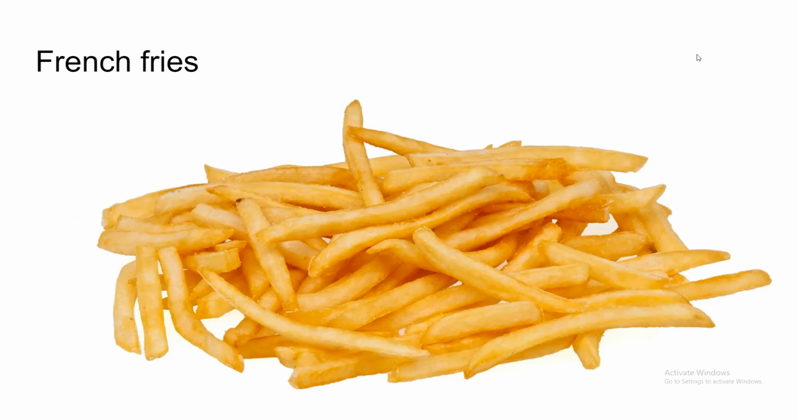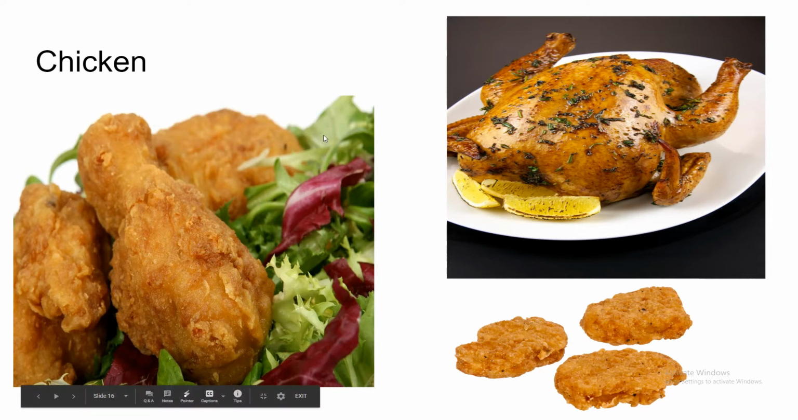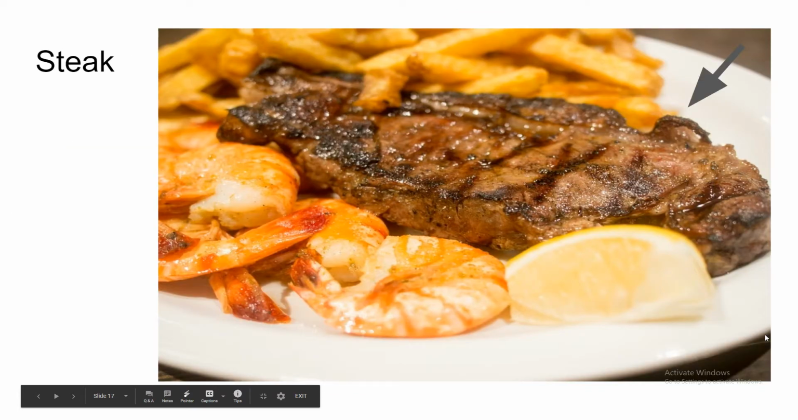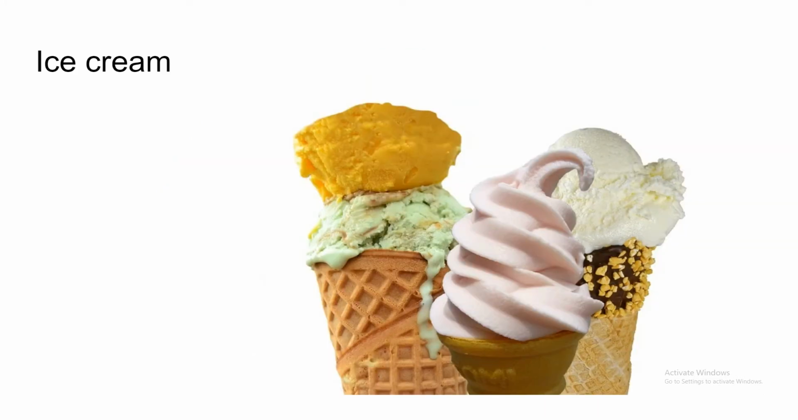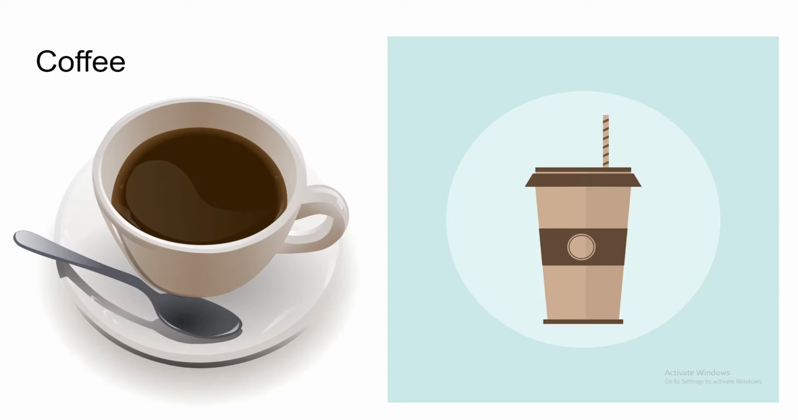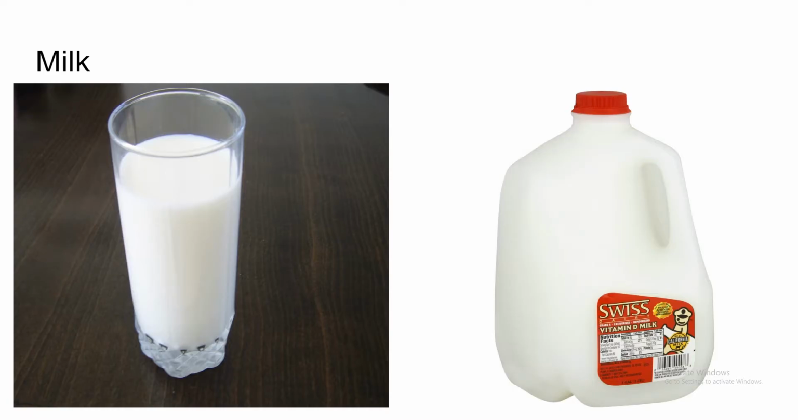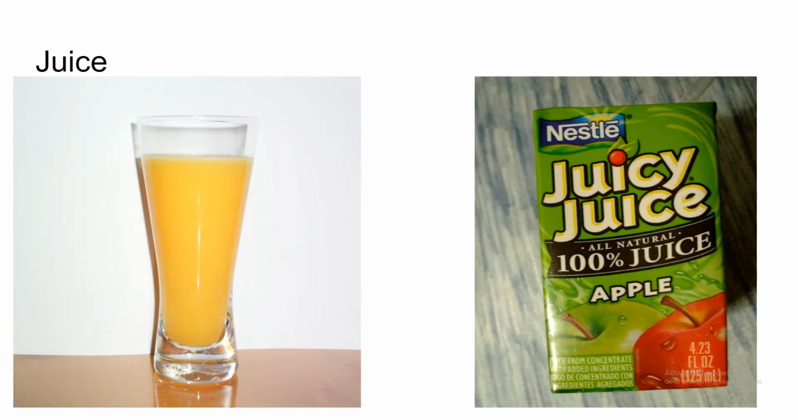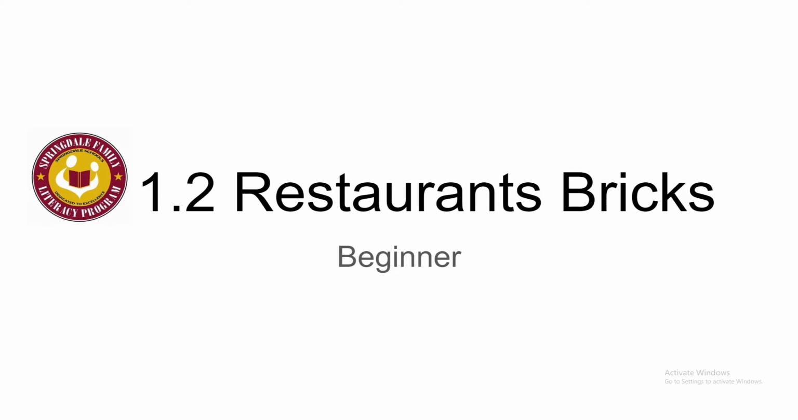French fries, chicken, fried chicken, baked chicken or rotisserie chicken, chicken nuggets, steak, a salad, ice cream, soup, coffee, water, milk, juice, soda. So that is the words for day one.